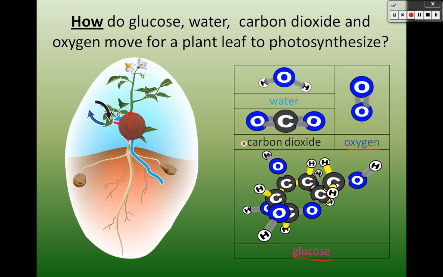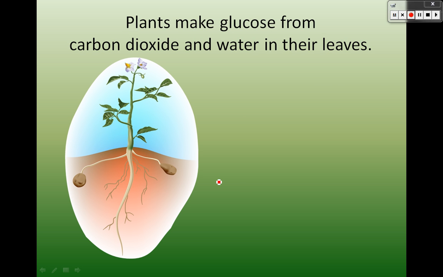And so we see there is a cell of the plant, and of course we have our fun little animation where we have our waters down here going in, our carbon dioxides from the air going in, our oxygens going out, and our glucose going out of the reaction. So plants make glucose from carbon dioxide and water in their leaves. Okay, this happens in the leaves of a plant.